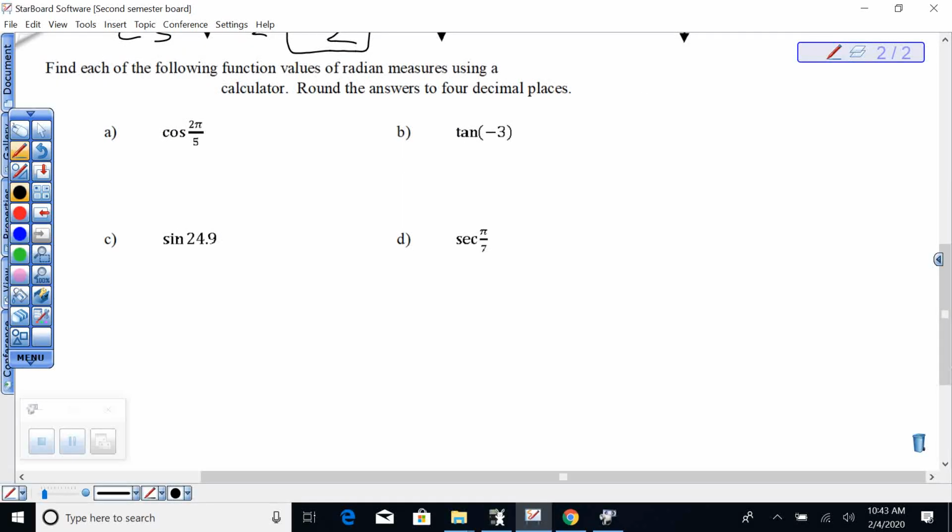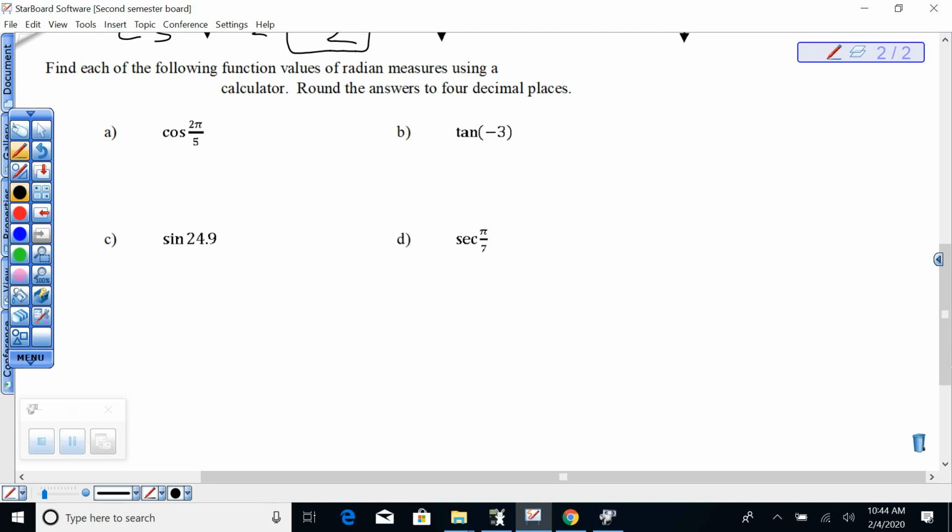All right, find each of the following function values of radian measures. Okay, so this is the first time I think we're going to experience being in the wrong mode in your calculator. If we're going to find values in radian measures, we have to make sure our calculator is in radian mode instead of degree mode. So read the top of your calculator screen and make sure it says RAD, not DEG. If it says DEG, go to mode and change the mode to radians, RAD. Okay, because we are looking for these in radians.